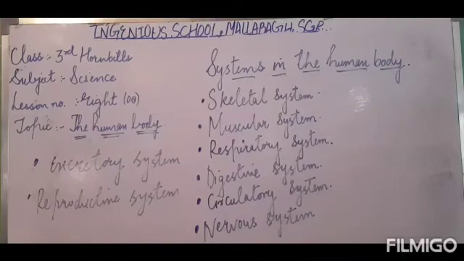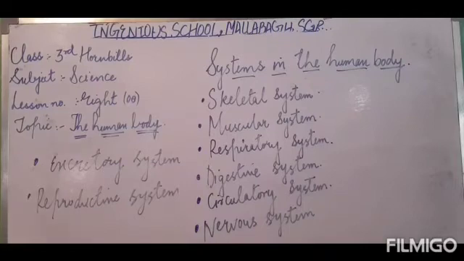Got it? Now, my dear kids, the nervous system. Our nervous system consists of the brain, the spinal cord and the nerves. It controls all our activities such as walking, talking, thinking, learning, speaking, hearing. All these activities are controlled by the nervous system. Got it?